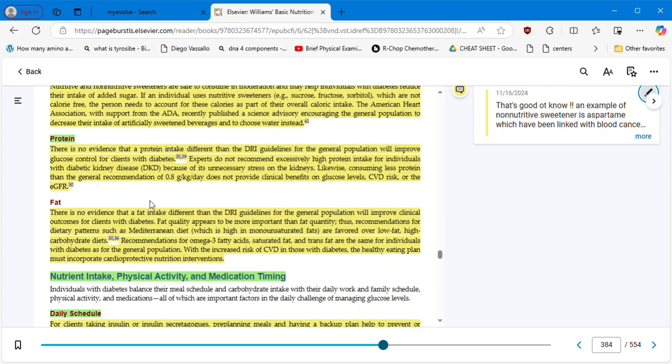Fat: there is no evidence that a fat intake that differs from the guidelines for the general population will improve clinical outcomes for clients with diabetes. Fat quality appears to be more important than fat quantity. It is the quality versus the quantity.